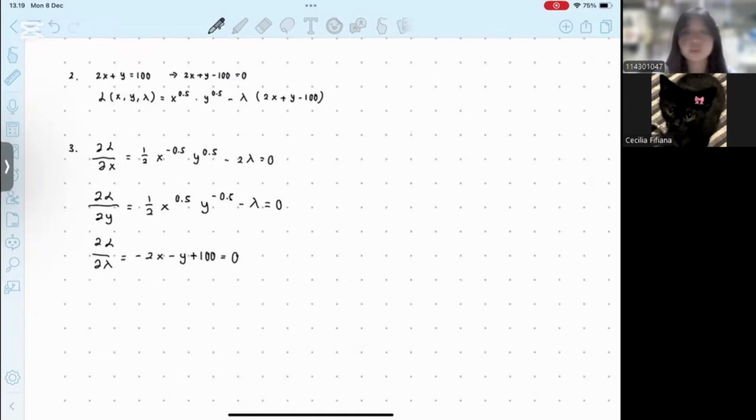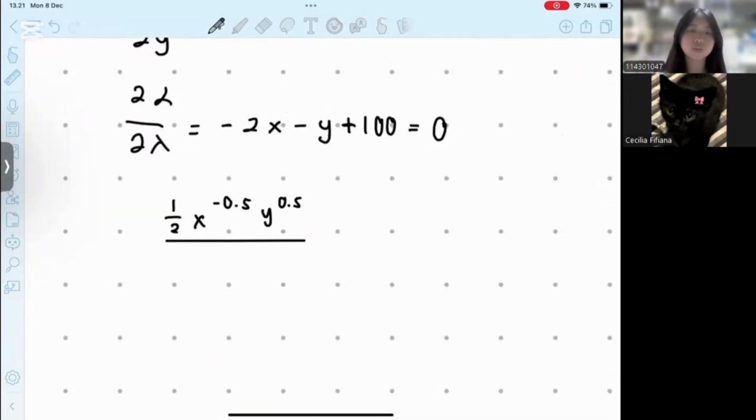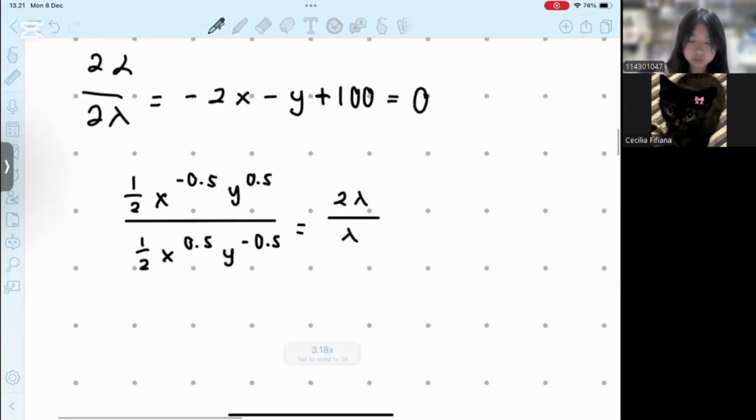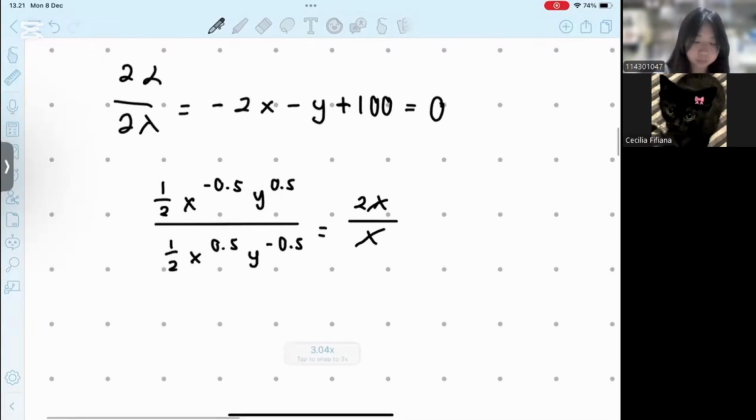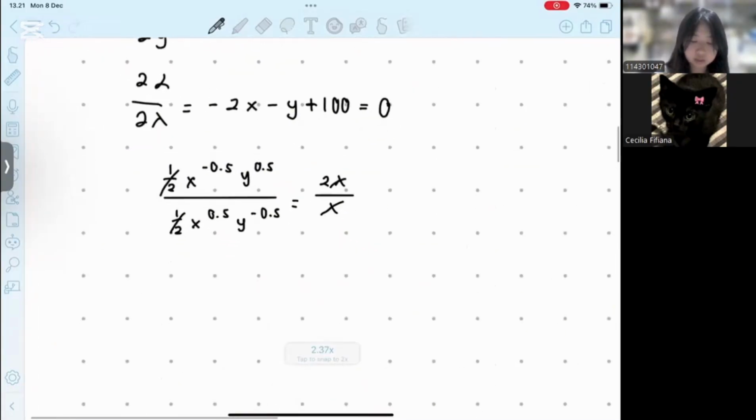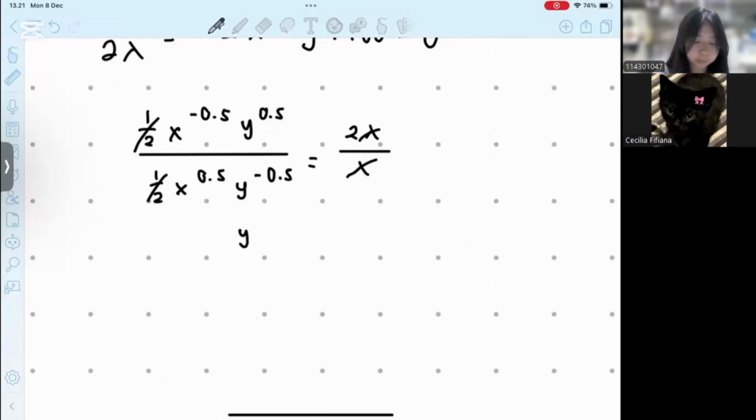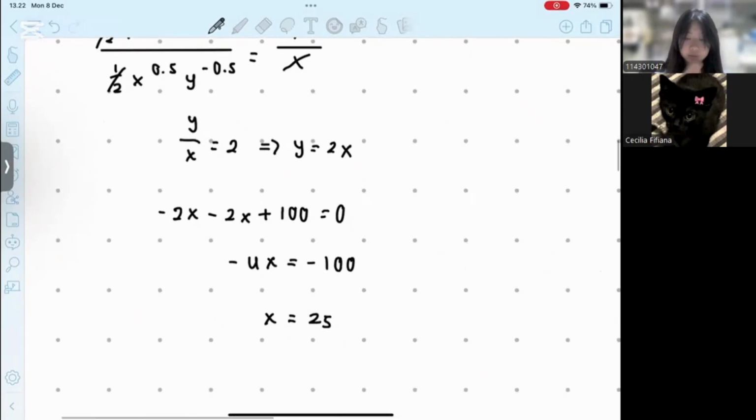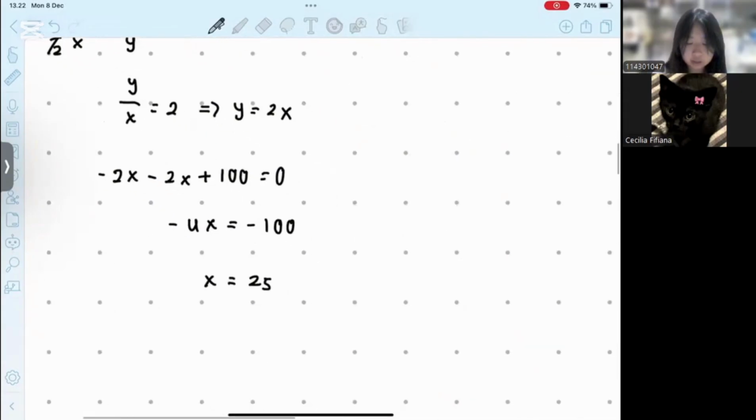And now from this, we can find x and y. To find x and y, you can just do it like this. You can cancel out the lambda and cancel out the 1/2. And the result would be y over x equals 2, and then y equals 2x. So now we get the quantity of x, which is 25, and the quantity of y, which is 2x, so 25 times 2, which is 50.